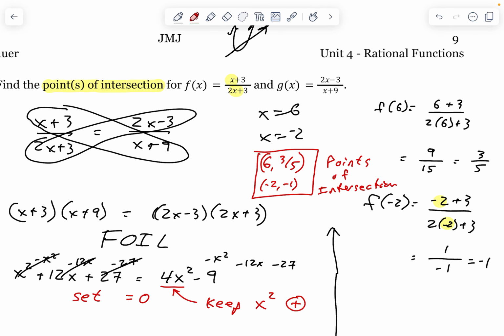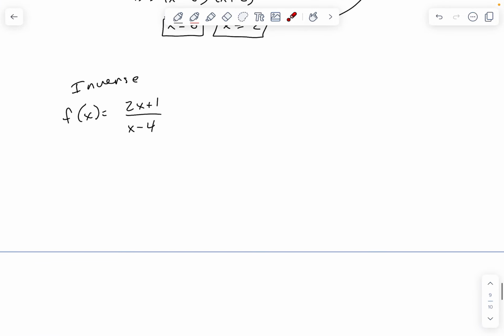Similar procedure that we've seen before, set equal and solve. Because these are rational functions, you have to cross multiply, and then it's very similar to what we've seen before. Okay, that was the first part, so I have some more of that.